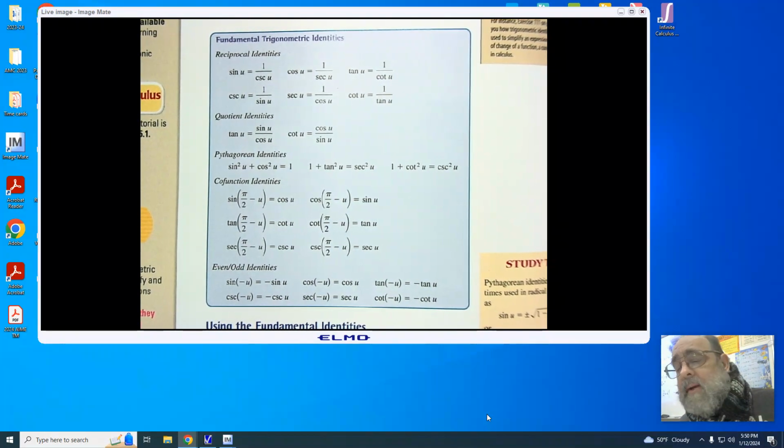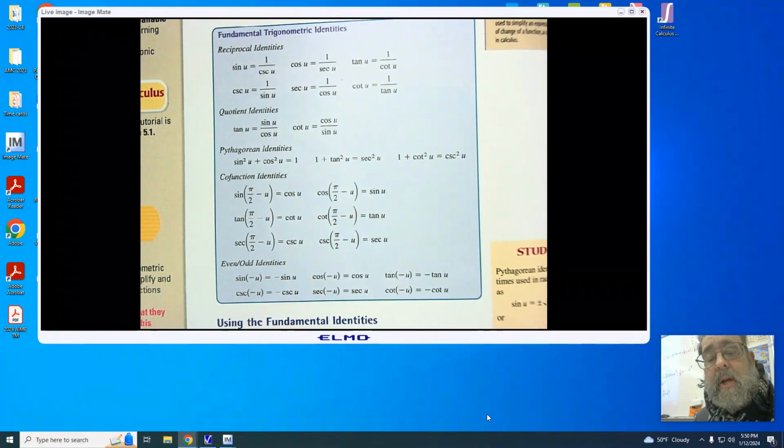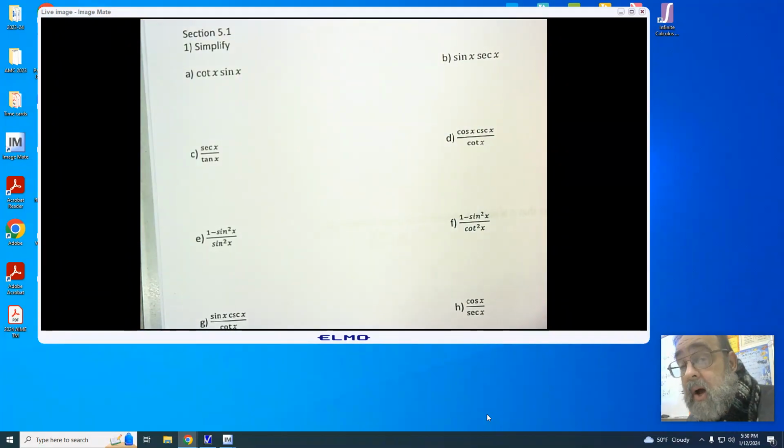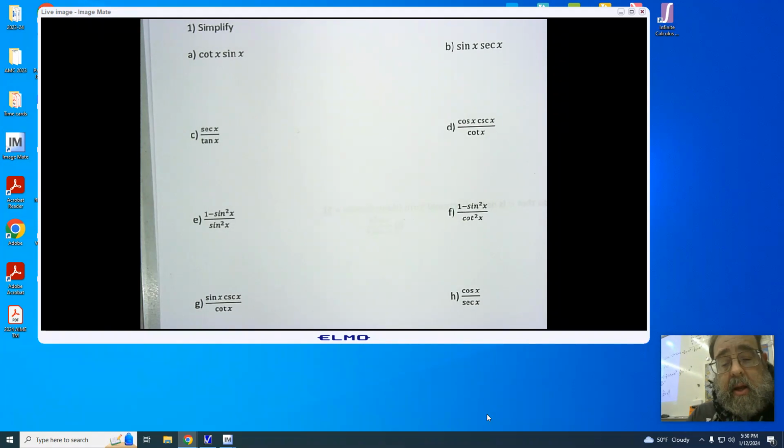Now, I would like to just remind people that we started talking about even functions and odd functions, and we were talking about arcs, and I had mentioned that the arctangent was an odd function, and that the arcsine was an odd function, and that the arccotangent was neither, and that the arc cosine was neither.